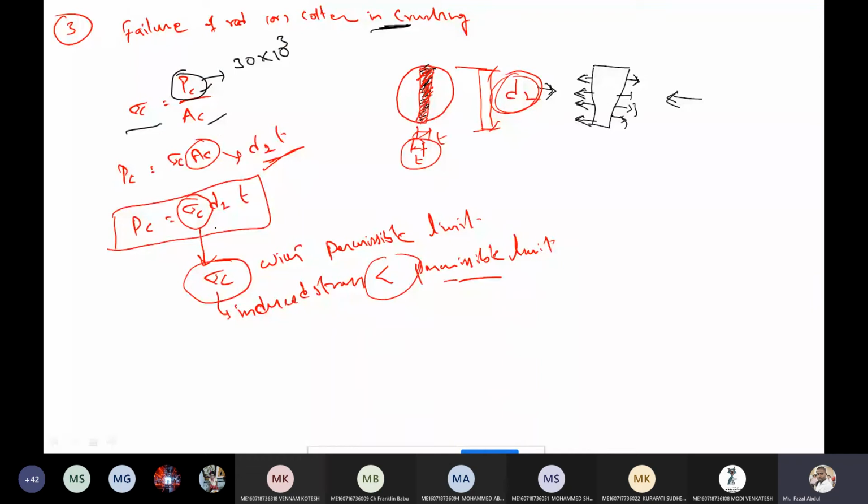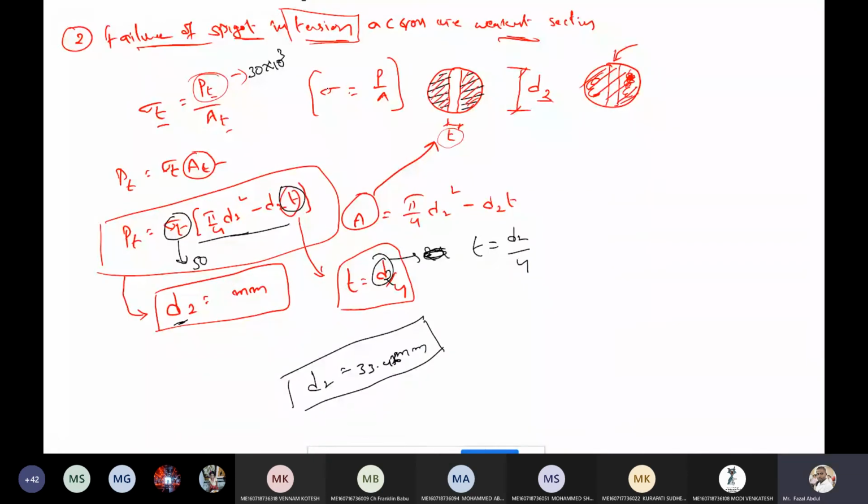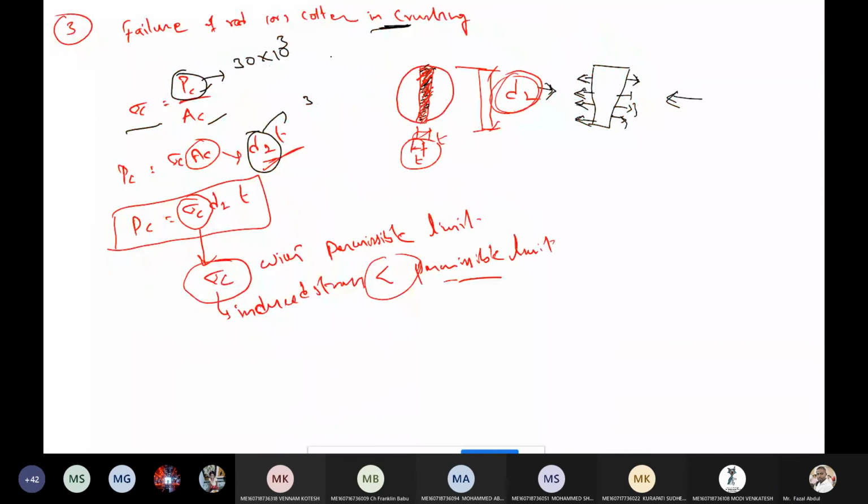Now with this, we are going to check whether it is within the permissible limit or not. Just now we calculated the D2 value: 33.476. And what is the t value? The t value is D2 by 4, which means 33.476 by 4. Substitute all values here and get the sigma c value in megapascal. Now tell me the sigma c value.